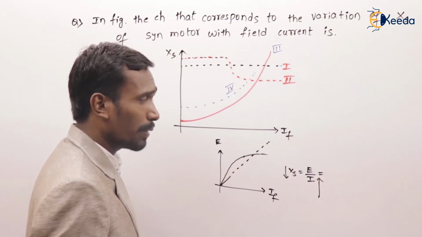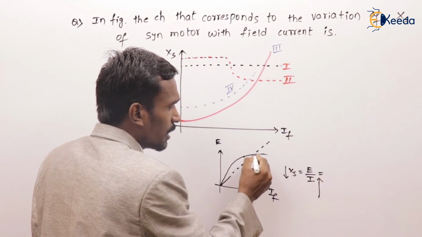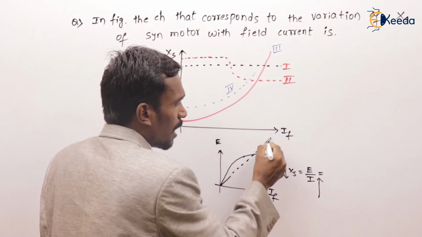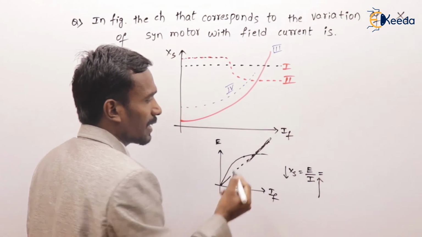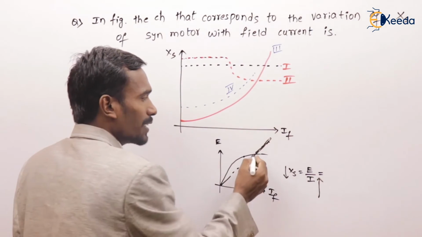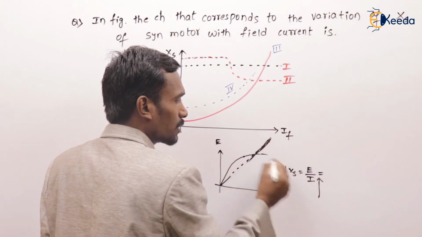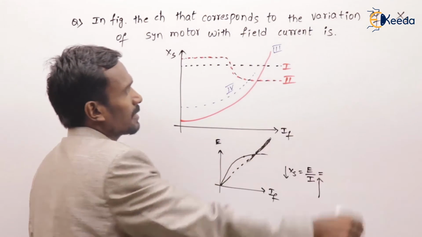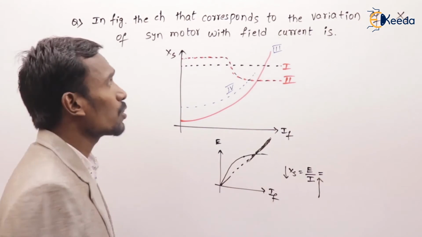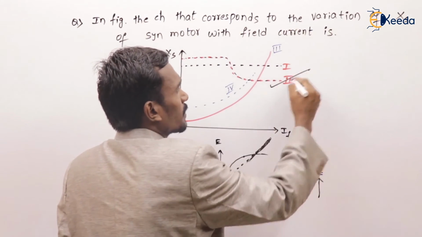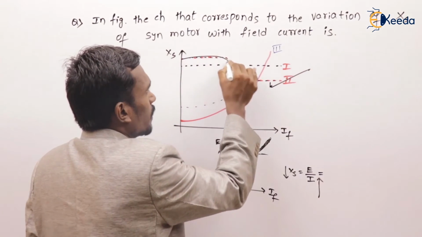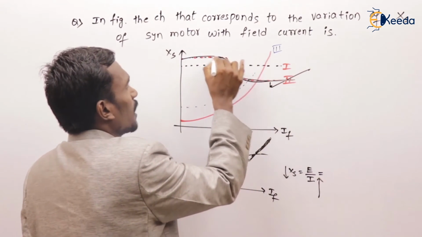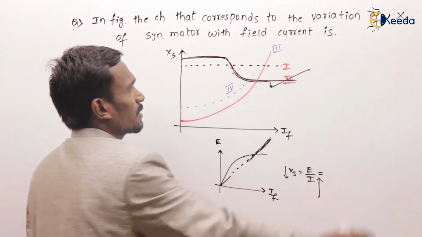Yes or no? Even after saturation, our armature current is increasing, so the excess value decreases. So what is the curve? The second curve actually represents the synchronous reactance.